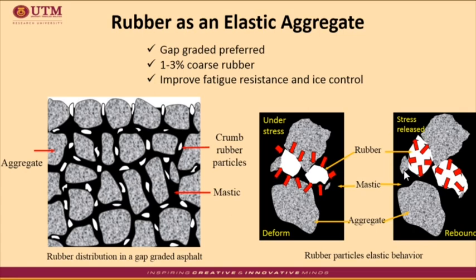In general, the use of rubber as elastic aggregate is preferred in open and gap-graded mixes rather than dense-graded mixes. In the dry process method, normally around 1% to 3% coarse rubber by weight of the total mixture is added to the aggregate gradation, having size between 2 to 6 mm. The idea of adding the rubber particles is to substitute a small portion of aggregates with rubber, for the rubber to function just like the aggregates but with additional benefits of elastic properties, as illustrated in the figure.